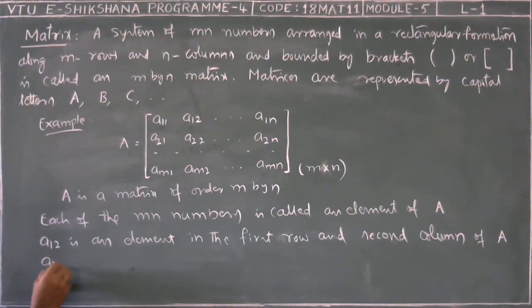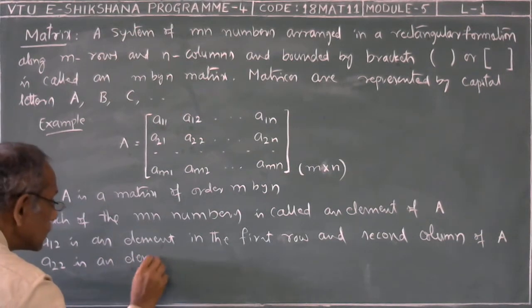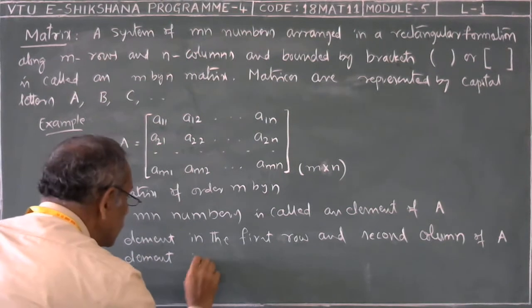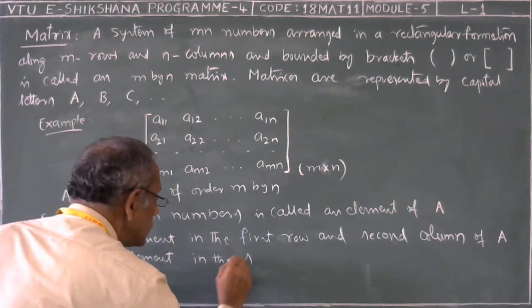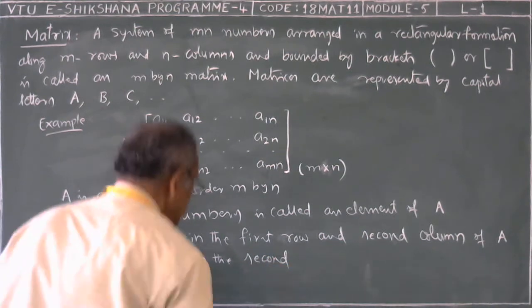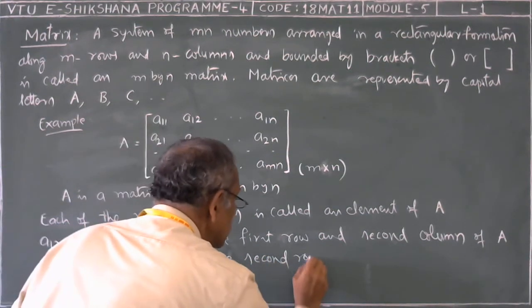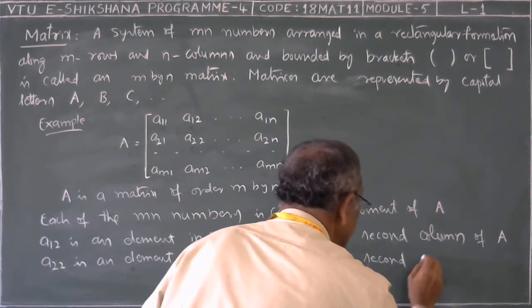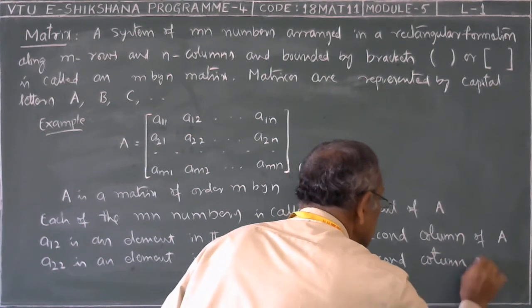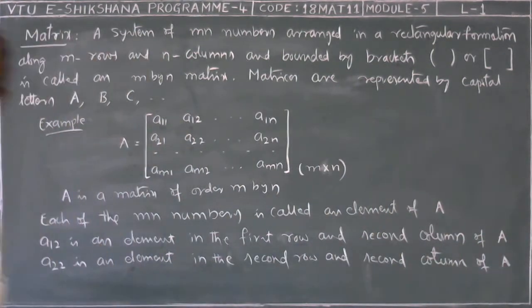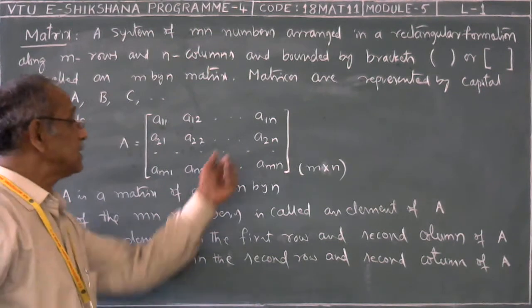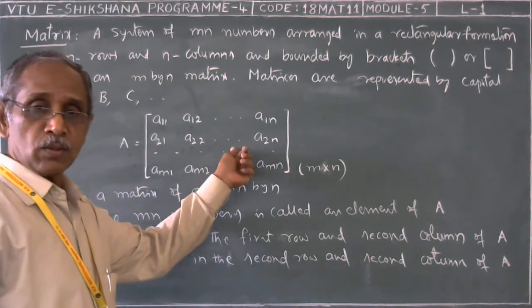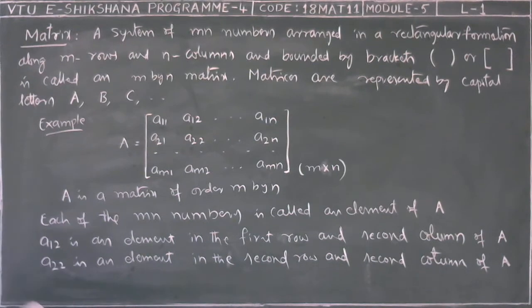A22 is an element in the second row and second column of the matrix A, and so on. In general, Aij is an element in the ith row and jth column of the matrix A.